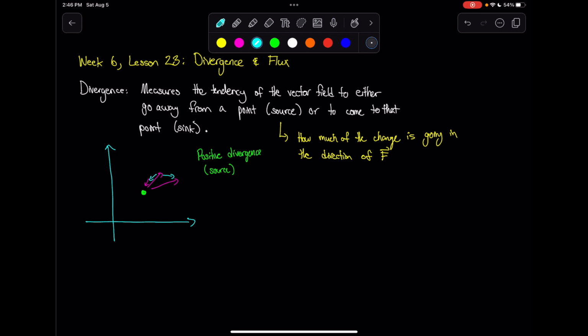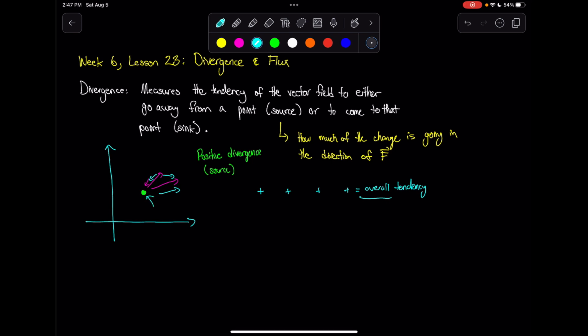Okay? And the idea is that if we add up all of those little bits of change, then whatever we get when we add up all those pieces is going to basically give us the overall tendency to either head away from or towards a point.